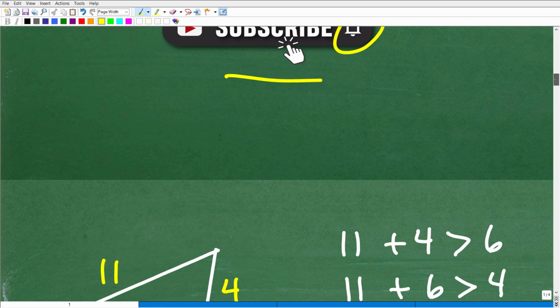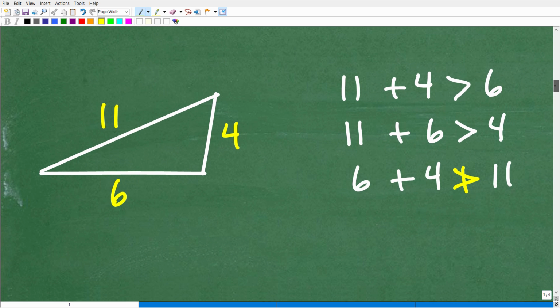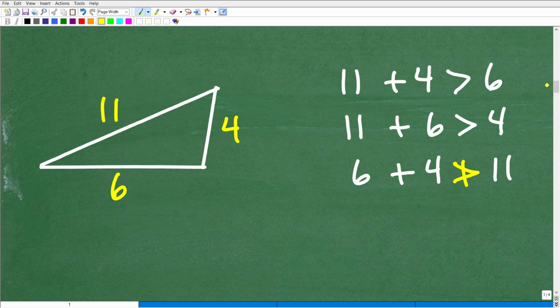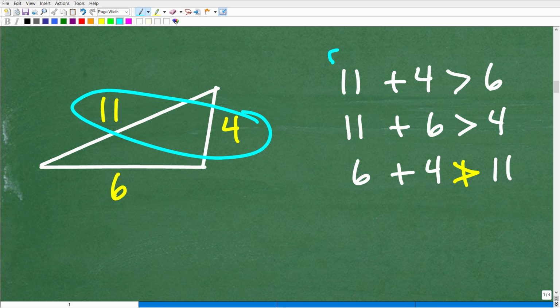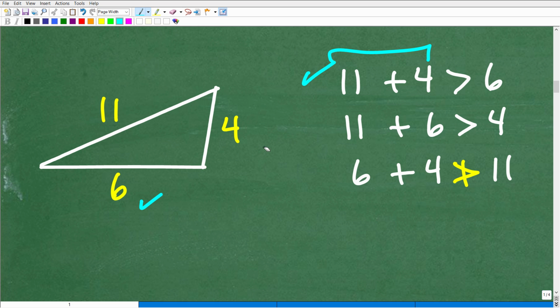Okay, back to the problem. So the triangle inequality. All we have to do here is test the combinations, right? So let's test 11 and 4. Is 11 plus 4 greater than 6? Well, it is, right? Not a problem there. So we're good with that combination. Now let's test 11 plus 6. Okay, so 11 plus 6 is definitely going to be greater than 4. No problem there.